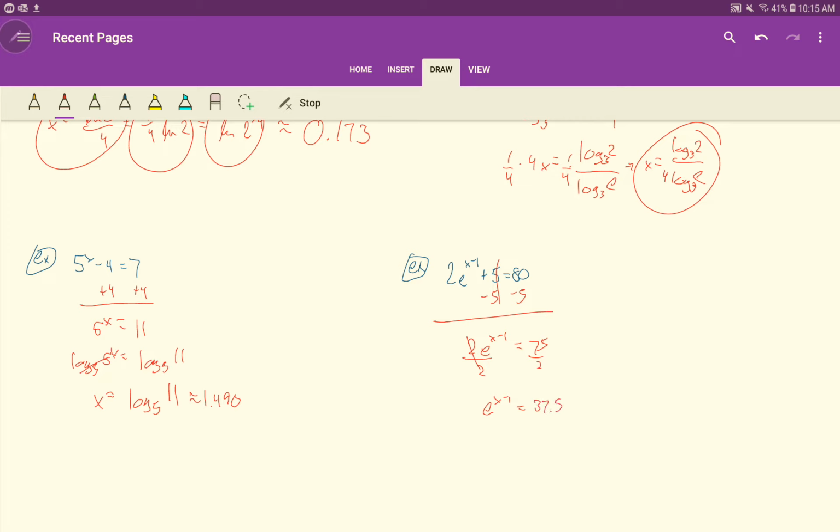Okay, and then we will take the natural log of both sides or use some other base. So, I'm just going to use natural log here again. I'm going to match up the bases. I think that's just easier to do. Okay, so you get x minus 1 equals, and then whatever the natural log of 37.5 is.